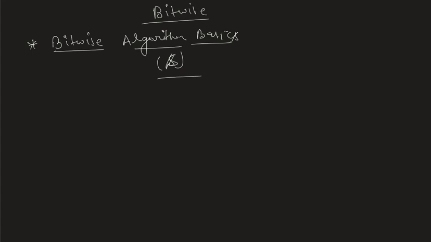So we are using some bitwise operations. The operators that work at bit level are called bitwise operators. In general, there are 6 types of bitwise operators.